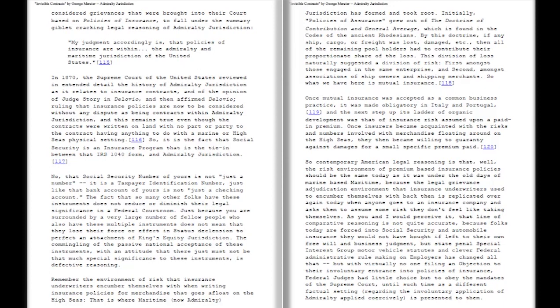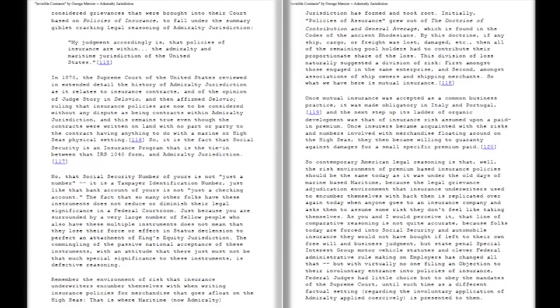Remember the environment of risk that insurance underwriters encumber themselves with when writing insurance policies for merchandise that goes afloat on the high seas. That is where maritime, now admiralty, jurisdiction has formed and took root. Initially, policies of assurance grew out of the doctrine of contribution and general average, which is found in the codes of the ancient Rhodesians. By this doctrine, if any ship, cargo, or freight was lost, damaged, etc., then all of the remaining pool holders had to contribute their proportionate share of the loss.